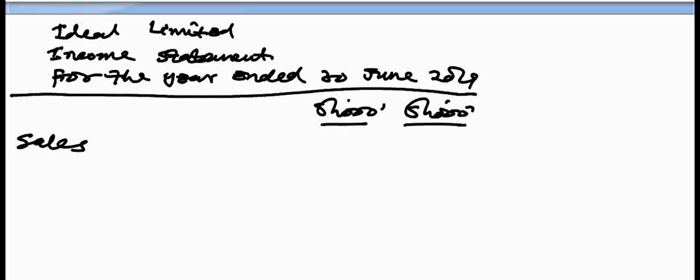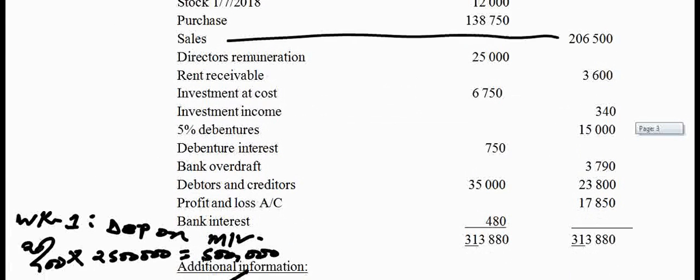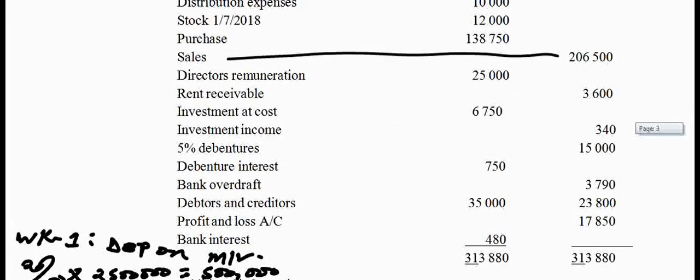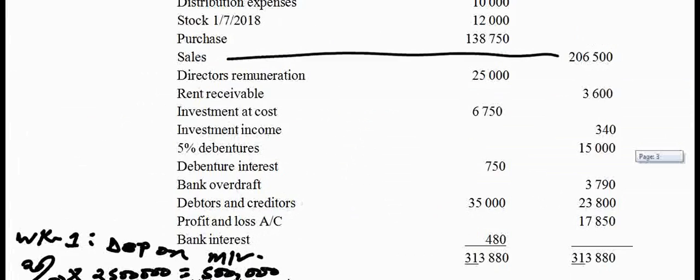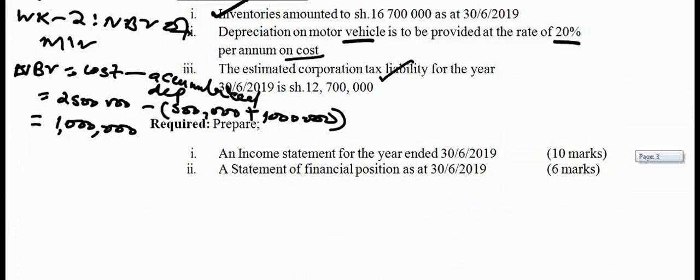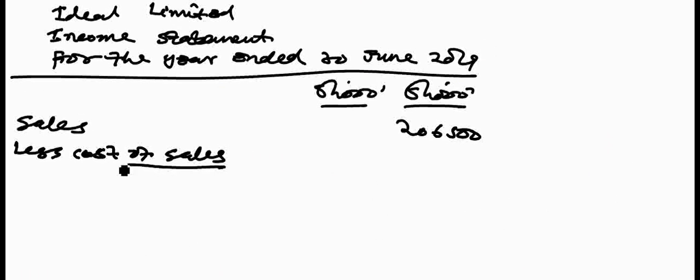Okay, so let's see how much we had for sales. Sales was 206,500. And what else did we have? We had returns inward. There were no returns. Okay, so we'll go directly into cost of sales after sales. So sales is 206,500. Then we say less cost of sales because there is no returns inwards. Less cost of sales, we underline that.